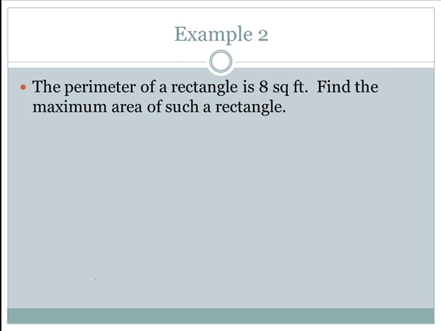And so this one is the perimeter of a rectangle is 8 square feet. It should not be square. The perimeter of the rectangle is 8 feet. Find the maximum area of this rectangle. So we have a rectangle, and we know the perimeter equals 8 feet, but we don't know what the area is. So let's call this our width and this our length.